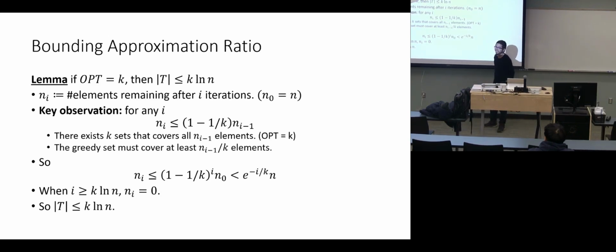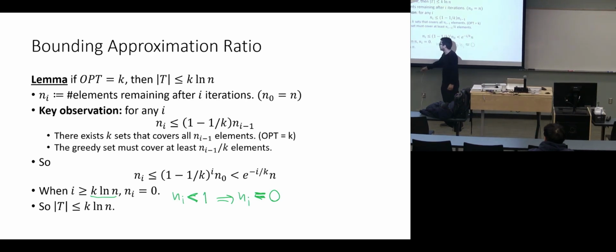We have seen this inequality many times. So if i is at least k ln n, it means that ni is strictly less than 1, which means that ni needs to be exactly 0, because ni is an integer, right? So you must stop after this many iterations, so the size of your collection is k ln n.